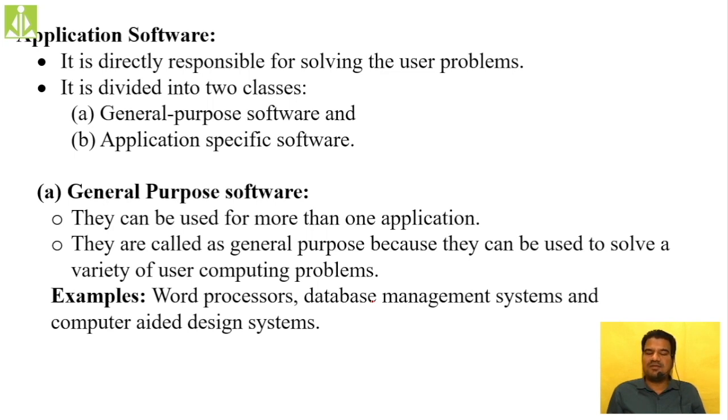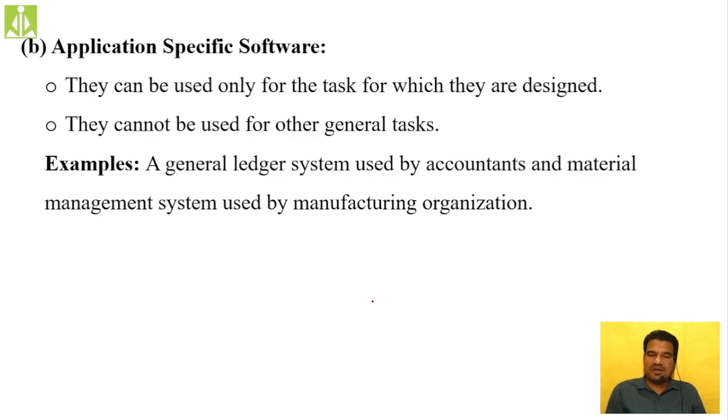So that is the reason why we are calling AutoCAD a general purpose software. Okay, because it has more than one purpose to use. A variety of purposes to use. Okay, then application specific. Application specific means whatever application software you have, its purpose of development is specific to that domain, or specific to the purpose. So they can be used only for the task for which they are designed.